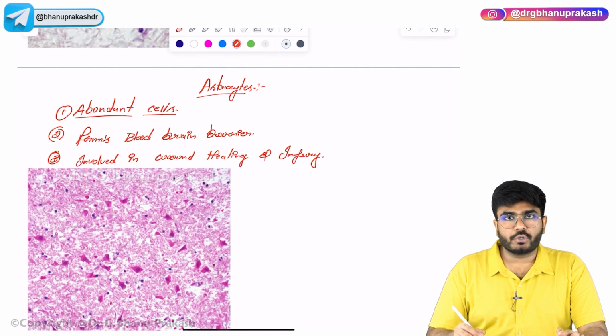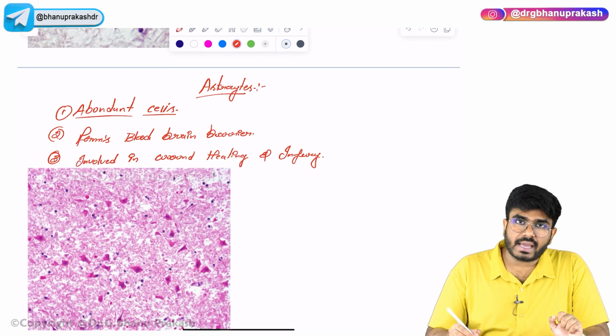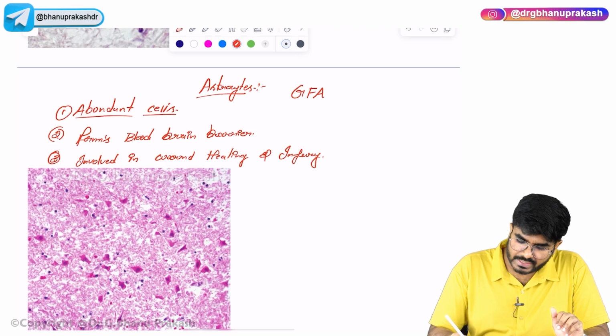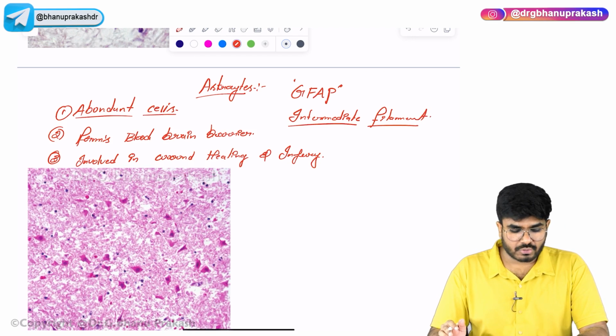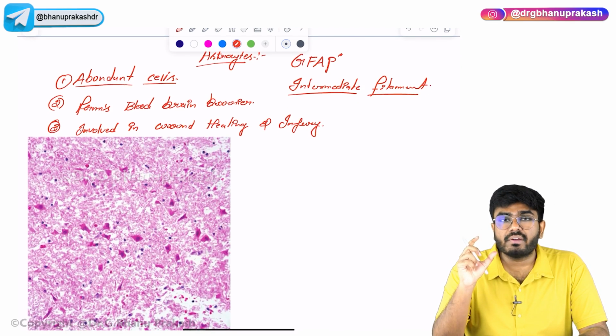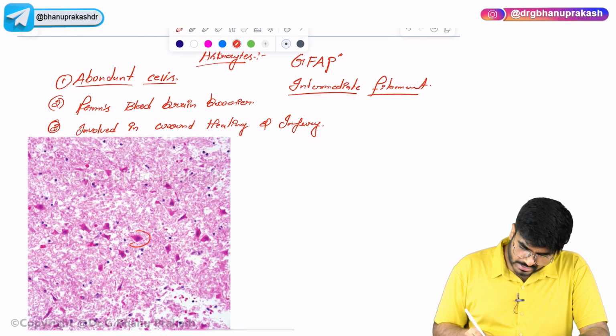One more important point which I want you to know is that astrocytes contain intermediate filaments. This I have already taught in physiology also. Inside the astrocytes, specific intermediate filaments are present which are called GFAP, glial fibrillary acidic protein. It is the intermediate filament present in the astrocytes. Whenever there is damage to the astrocytes, this glial fibrillary acidic protein is going to precipitate and form certain inclusion-like bodies.